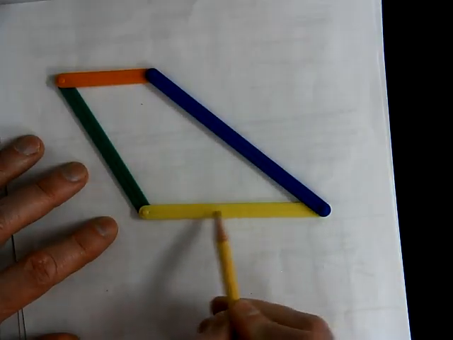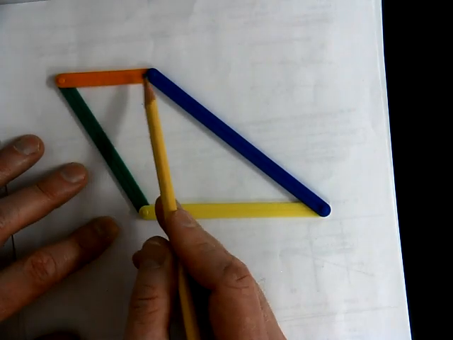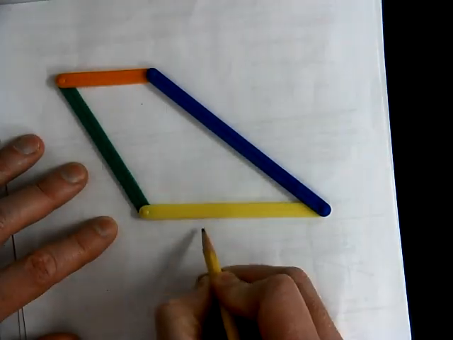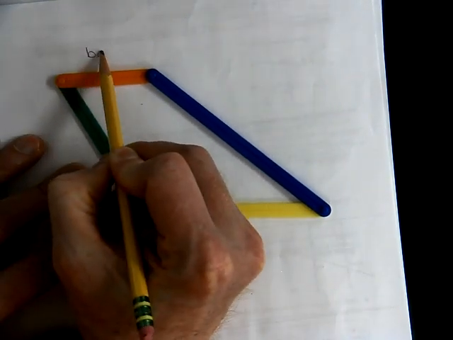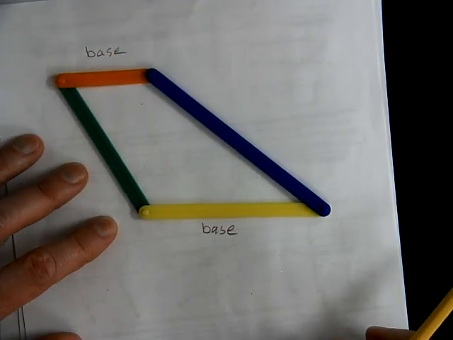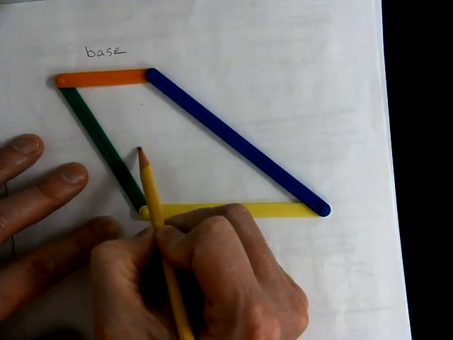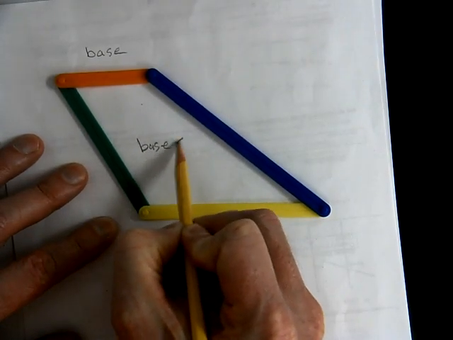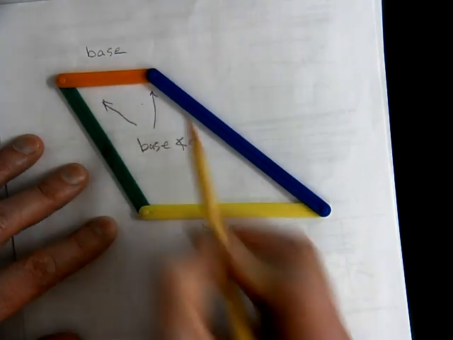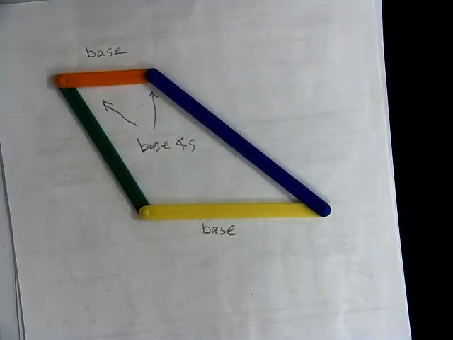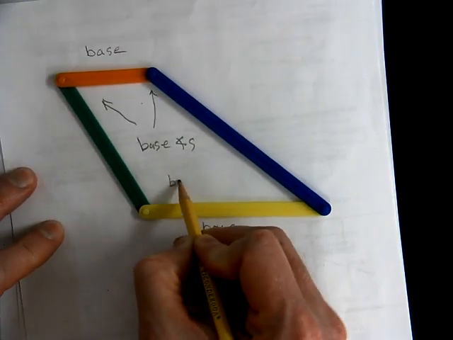We have parallel sides. This would be a base. This would be a base. That makes these base angles. Those are considered base angles because they're the angles along the base. These are another set of base angles.